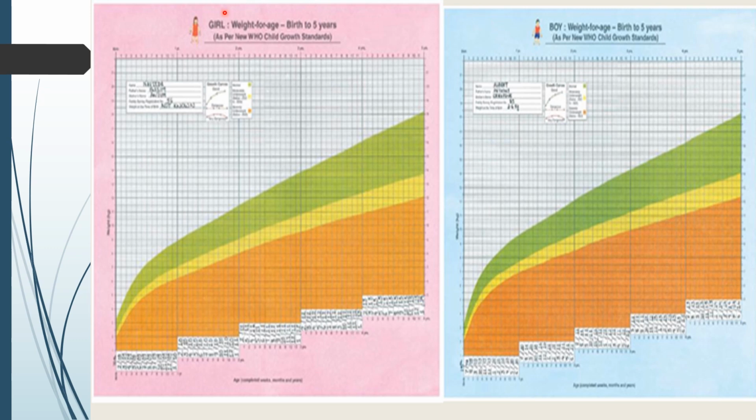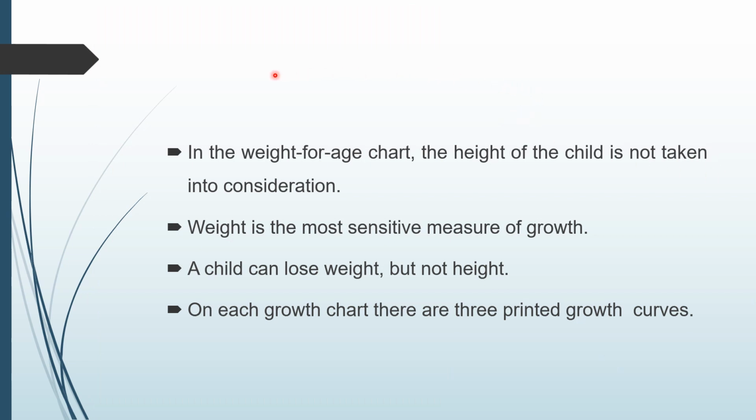Here you can see we have this growth chart that is as per WHO child growth standard. So this pink is meant for the girls and this is for the boys. Normally, in our setup, the growth chart we use is based on weight for age. The height of the child is not taken into consideration because weight is a more sensitive measure of growth. A child can lose weight but not height. That is very important.